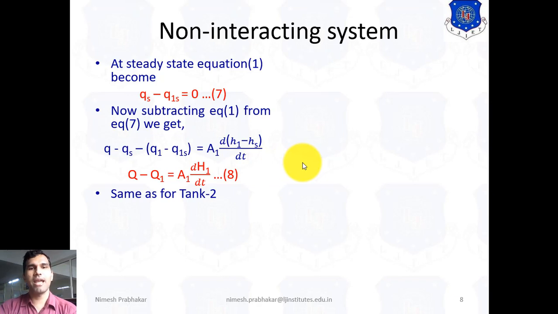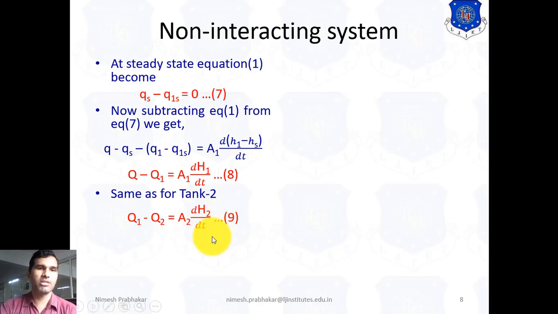Same as we can write the equation for the tank 2. Q1 minus Q2 equals A2 dH2 by dt. So this is the deviation equation or the steady state equation for H2.